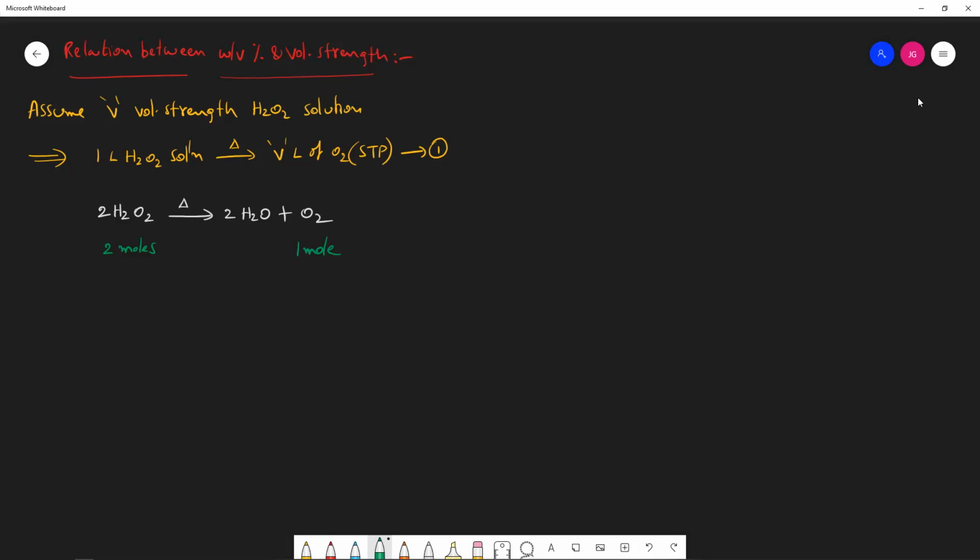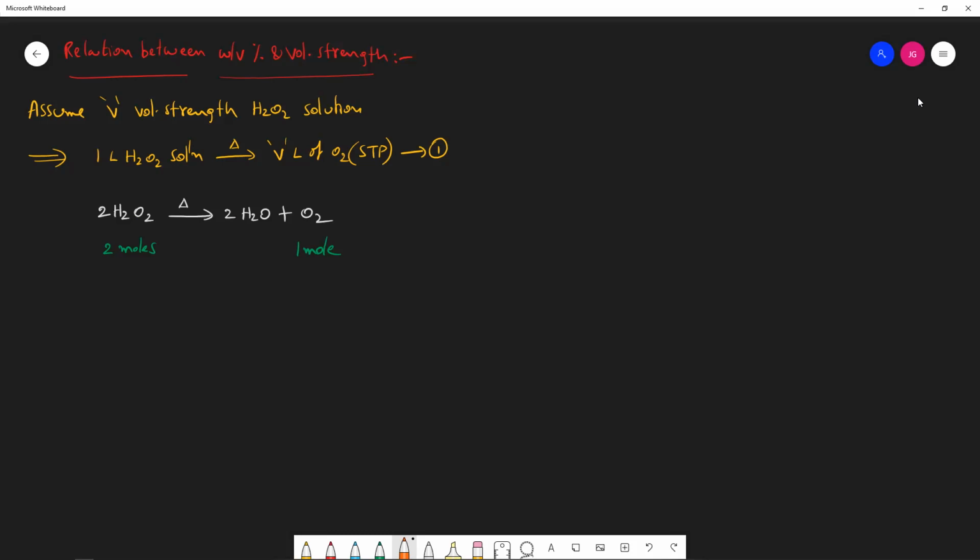Now, if you convert this moles data into mass for hydrogen peroxide and volume for oxygen, then what is going to happen? You will get this. Convert the 2 moles into the mass. So what is the molecular mass of H2O2? We know that oxygen O2 is 32 and 2 hydrogens are there.